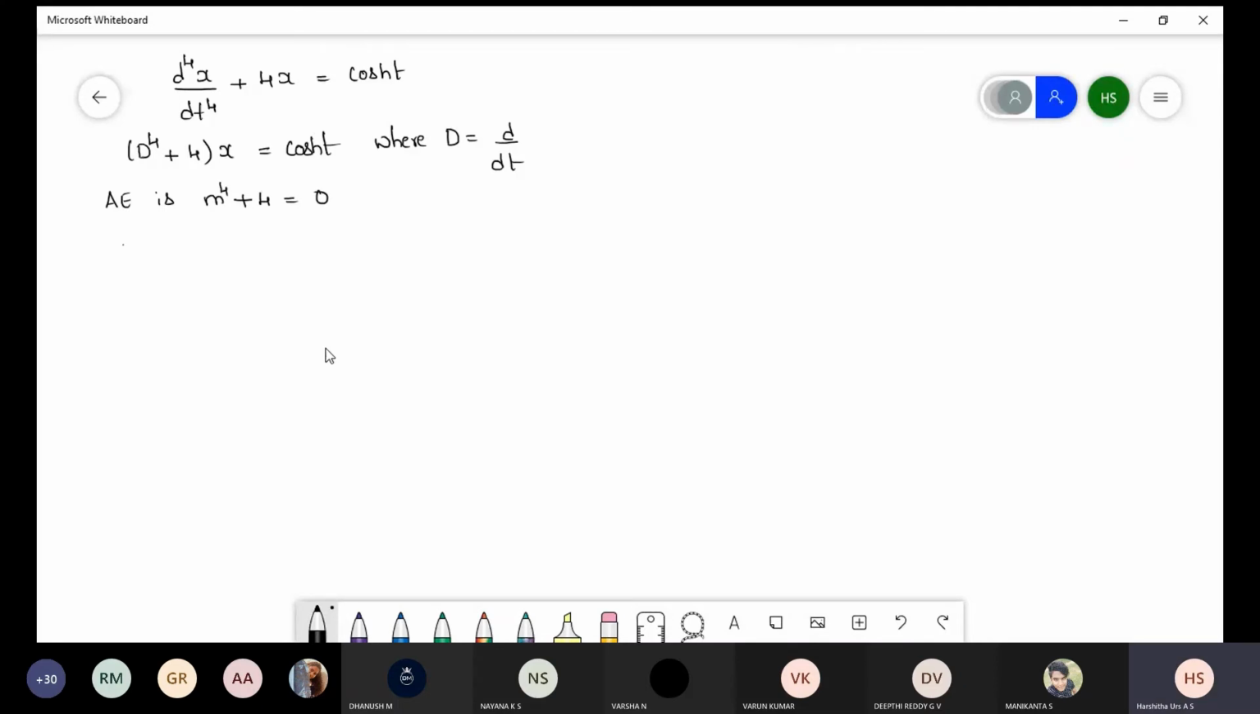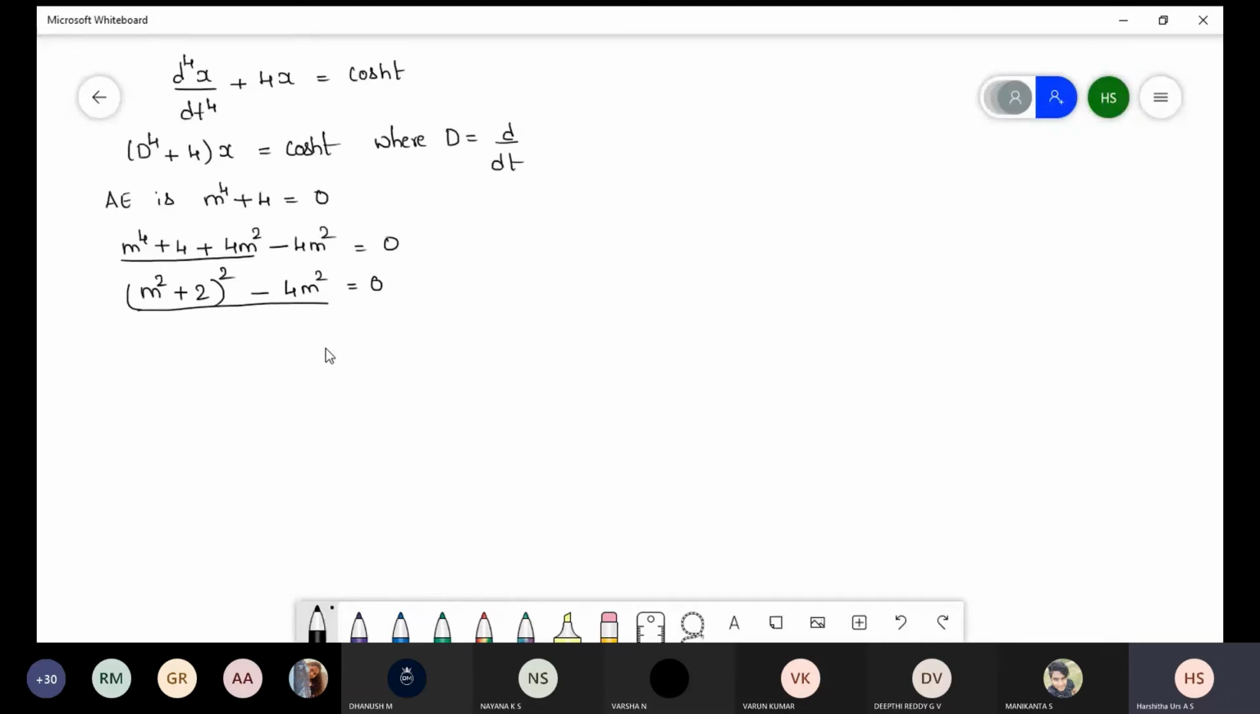So for this m power 4 plus 4, I just add and subtract 4m square. So here it will be in the form of (a plus b) whole square. A value is m square, b value is 2. So I write a value is m square plus b value is 2, whole square, minus 4m square, I will write as it is. Now this will be in the form a square minus b square.